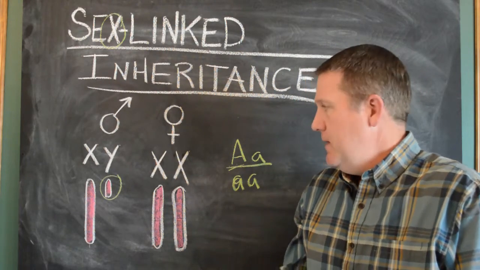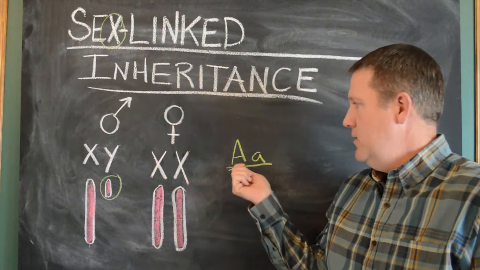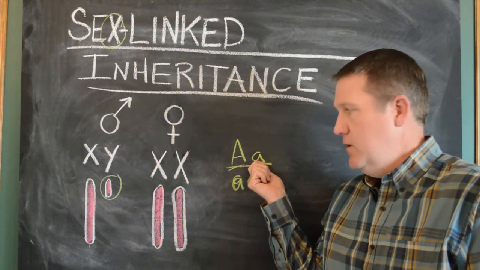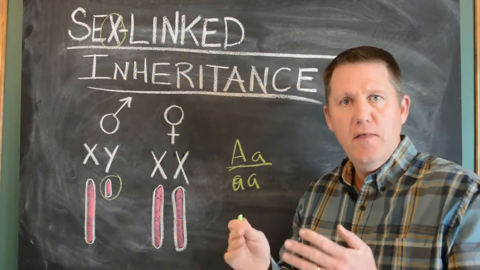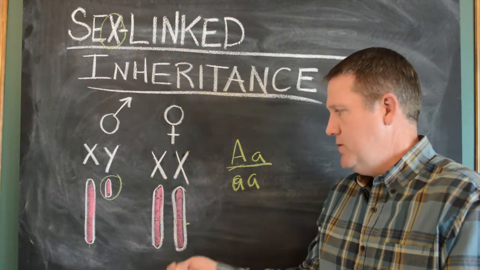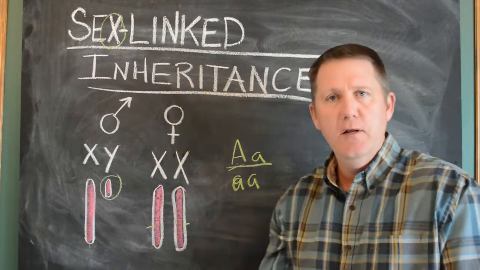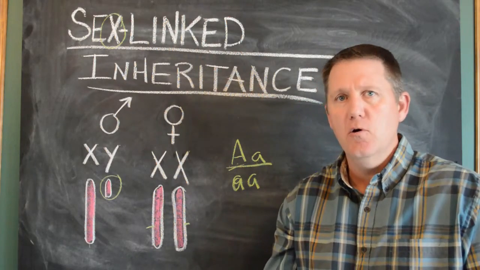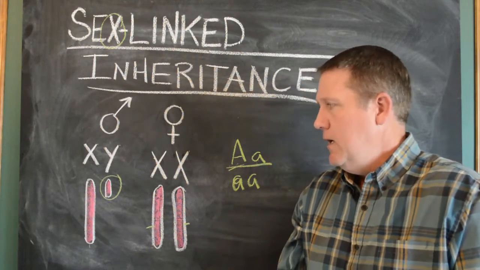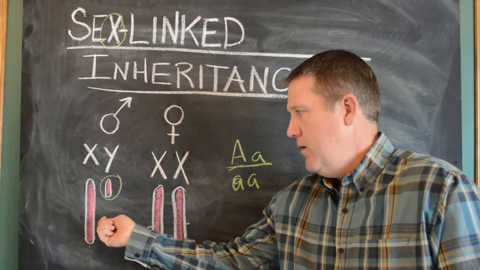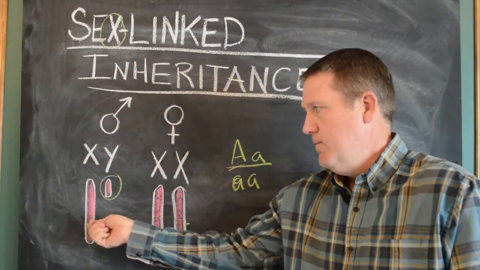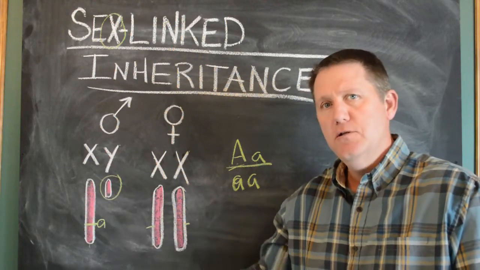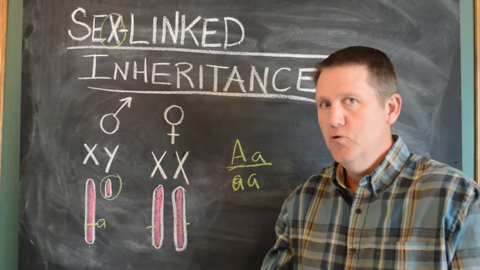What this means is if you're female and you inherit a recessive allele, you can easily get a dominant allele to cover that up. So you might have the recessive allele here and the dominant allele at the same location on the other chromosome. However, if you're male and you inherit a recessive allele here, there's nothing over here as a backup, and so you get the disease.